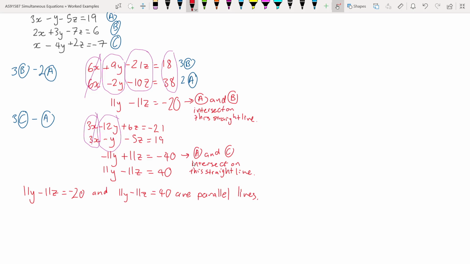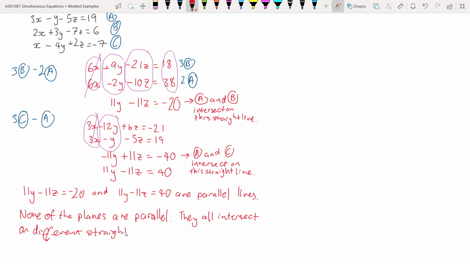So as A and B intersect, as A and C intersect, that means A and B are not parallel, A and C are not parallel, therefore B and C are not parallel. So none of the planes are parallel. They all intersect on different straight lines which are parallel.